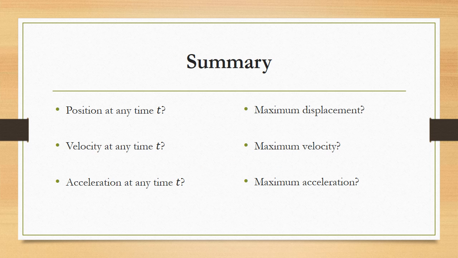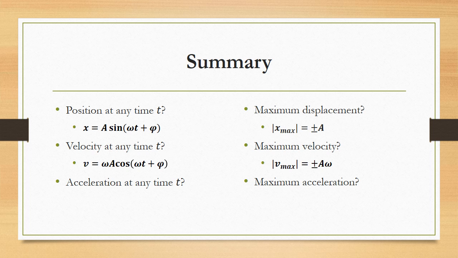Let's just summarize the old and new equations. Position of an object moving in simple harmonic motion as a function of time is given here. The maximum displacement, which is the capital A amplitude, is just capital A. Velocity is the derivative of position. This is the expression that we derived. Maximum velocity is the coefficient in front of cosine, or omega A, or A omega, it doesn't matter either way.